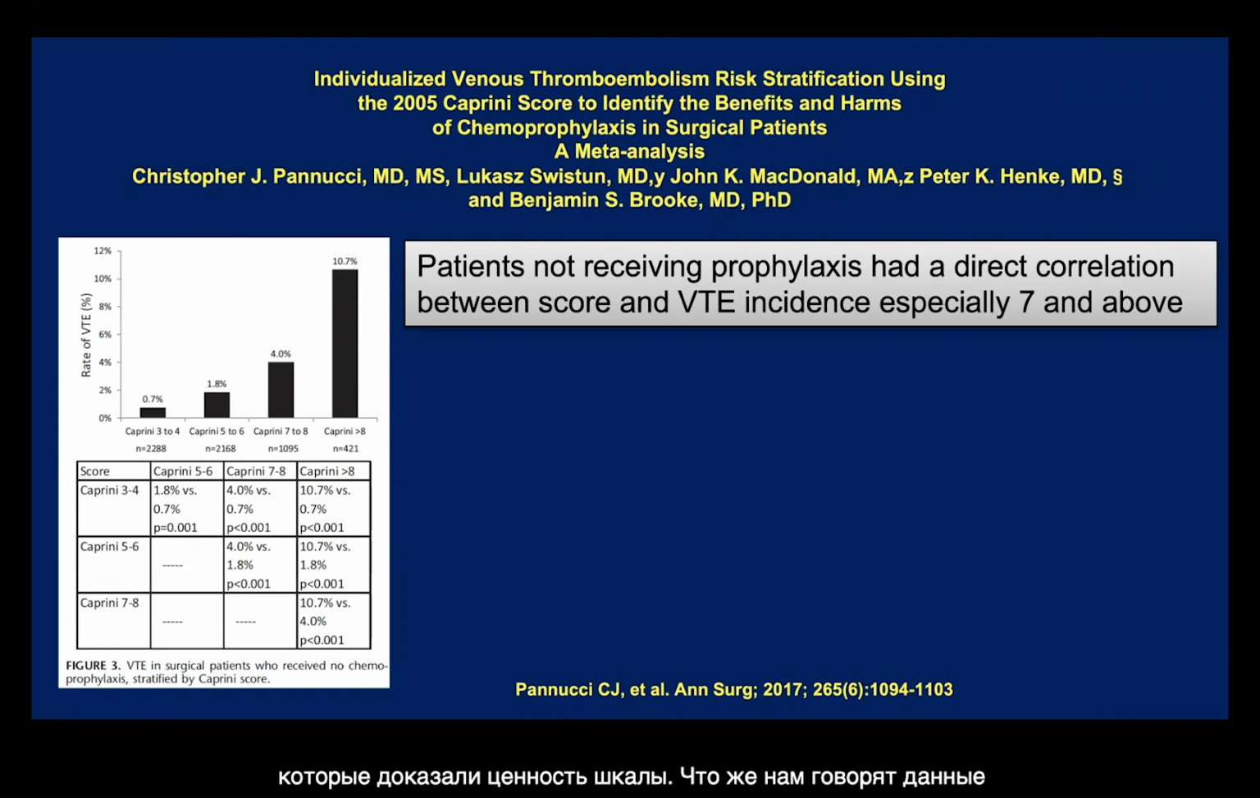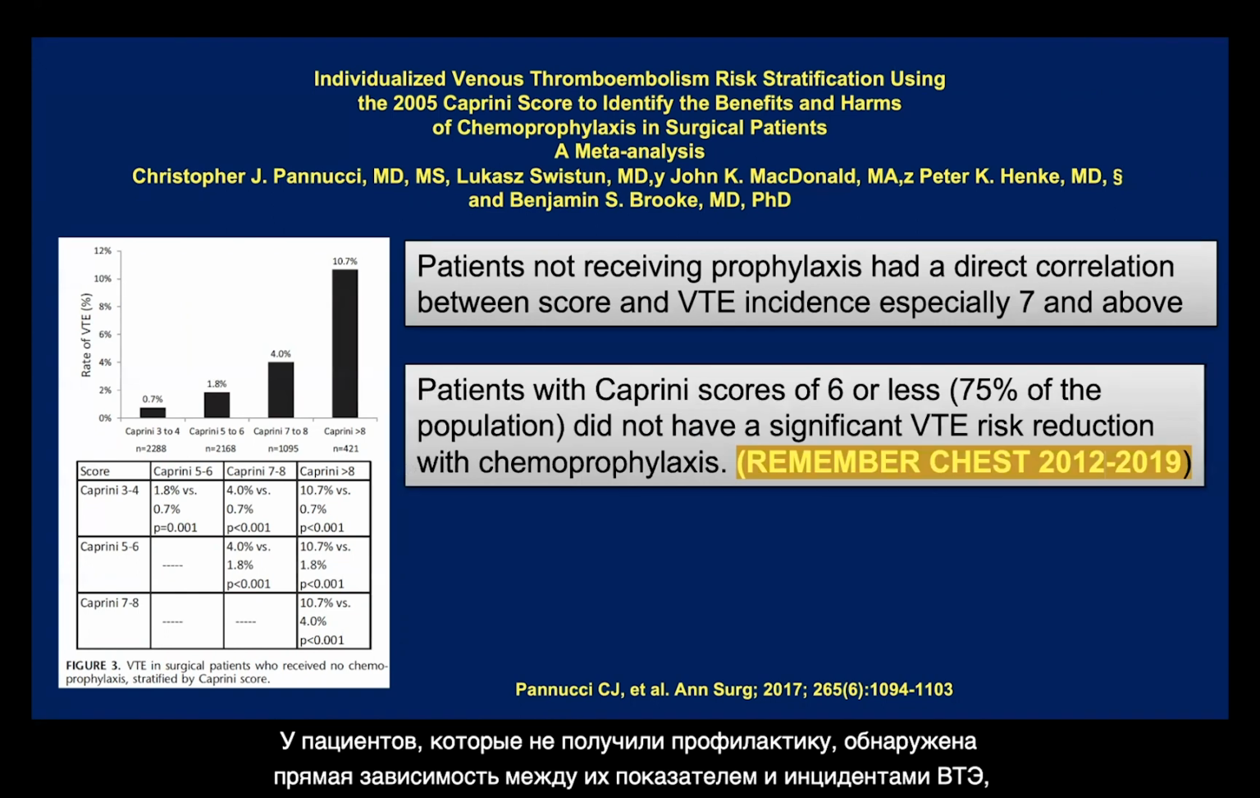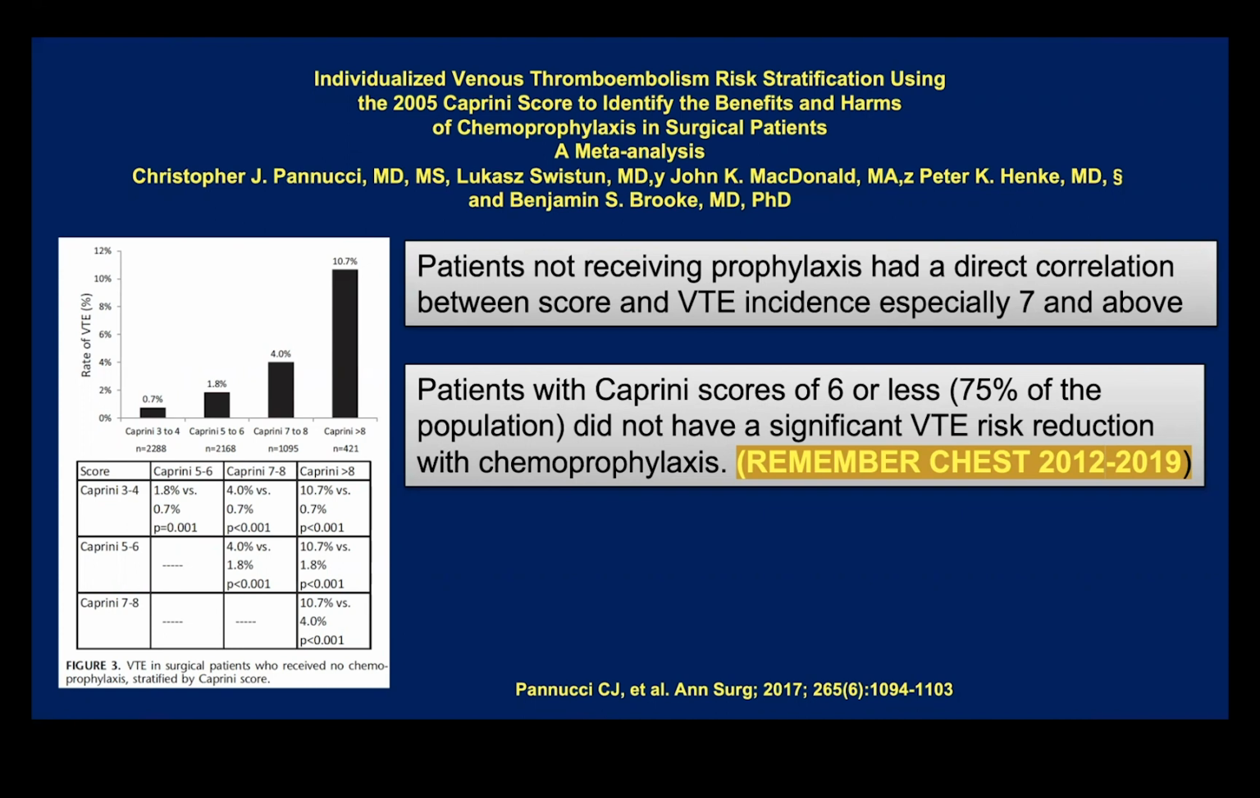Now, what was shown in this score by Christopher Panucci, a bright young man, a plastic surgeon, those patients not receiving prophylaxis, there was a direct correlation between the score and VTE incidence, especially with 7 and above. Take a look at those with a score of over 8. 10% of them got a clot if they didn't get prophylaxis.